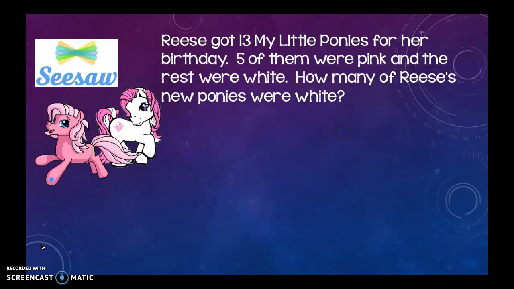So here we go. I'm going to read it twice for you. Reese got 13 My Little Ponies for her birthday. 5 of them were pink and the rest were white. How many of Reese's new ponies were white? I'm going to read it one more time, friend. Reese got 13 My Little Ponies for her birthday. 5 of them were pink and the rest were white. How many of Reese's new ponies were white? Good luck, friend.